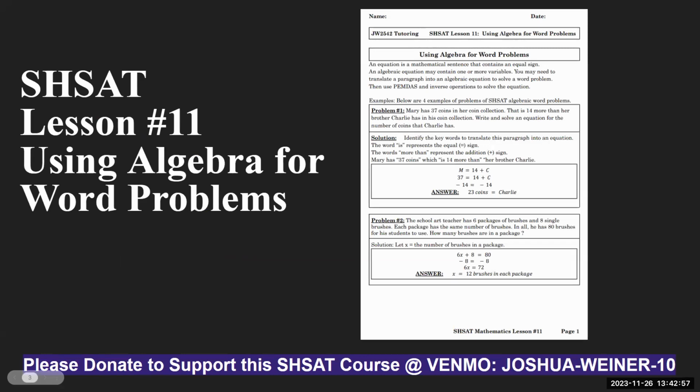The SHSAT lesson number 11 will focus on algebra word problems today. So I have a few model problems, again, just like the worksheets in my course, with easy level, mid-level, and challenge level examples for this exam.